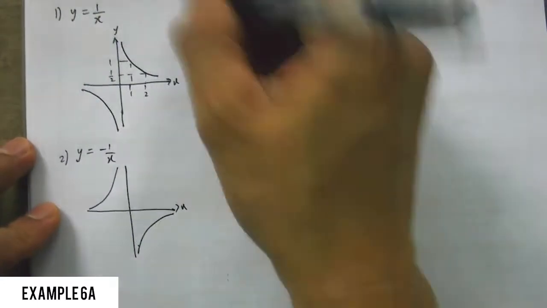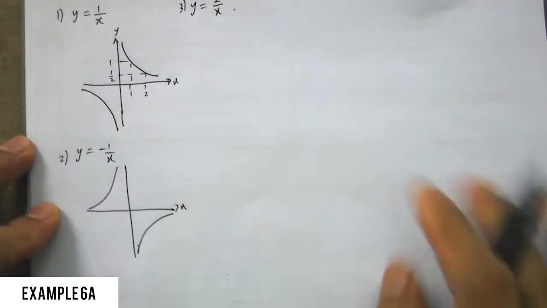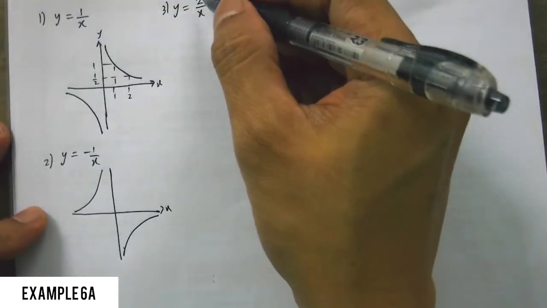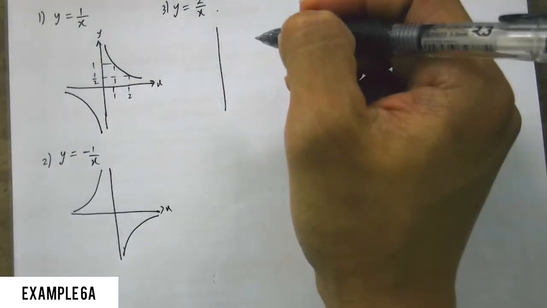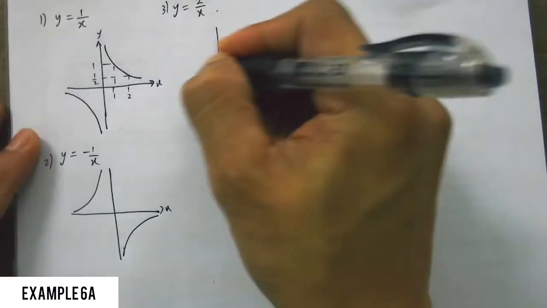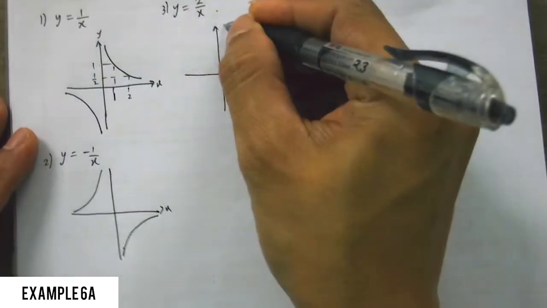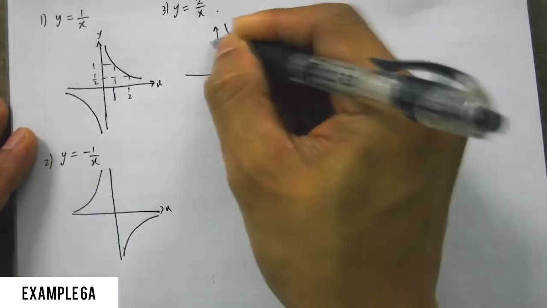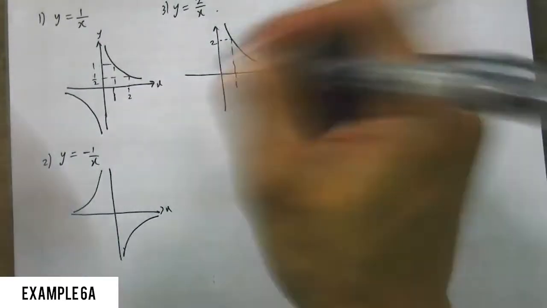Okay, what happens if I put a 2 in front? Again, the number in front doesn't affect the position of the graph. It does affect the shape. You don't shift left or right. It does affect the curvature, if you like. When x is 1, your y is 1. Now, when x is 1, your y is 2. The position of the graph doesn't change, but it curves a little bit more.